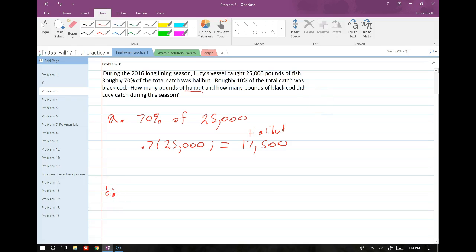Well, that's still just a straight up percentage. It says 10% of the total catch was black cod, so we say 0.1 times 25,000, and we get 2,500. All right, so that's an example of a straightforward percentage problem.